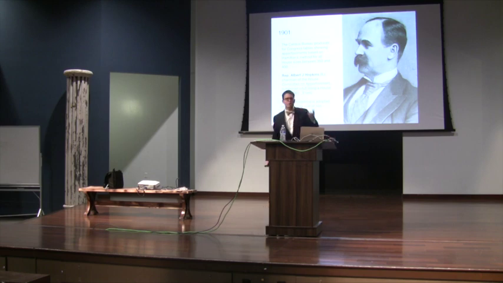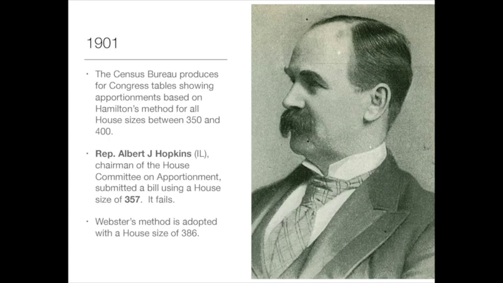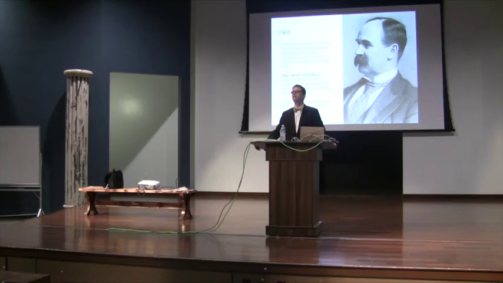So Representative Albert J. Hopkins from Illinois, chairman of the House Committee on Apportionment, what does he do? He submits a bill to Congress adopting a size of 357. Colorado is ticked off. The bill fails. Webster's Method is adopted with a house size of 386. Hamilton's method is deemed quite unfair and unfit.